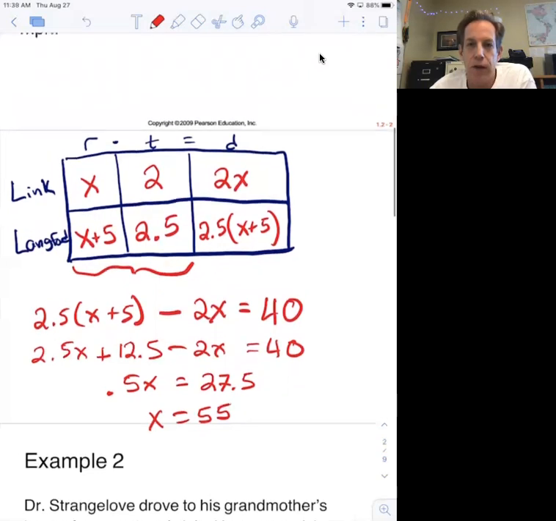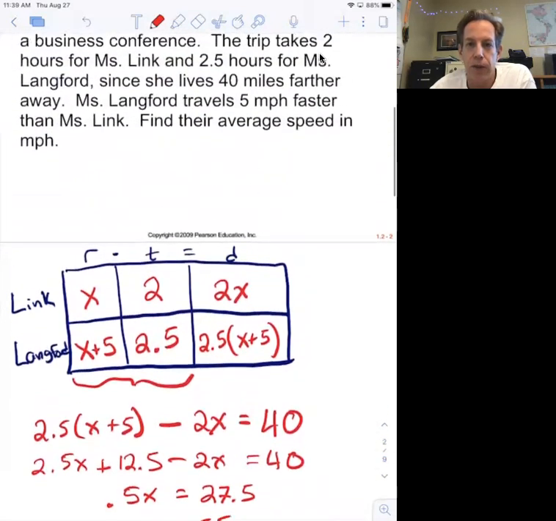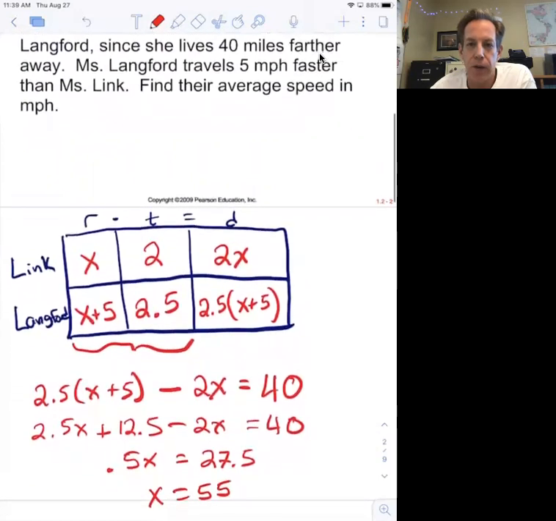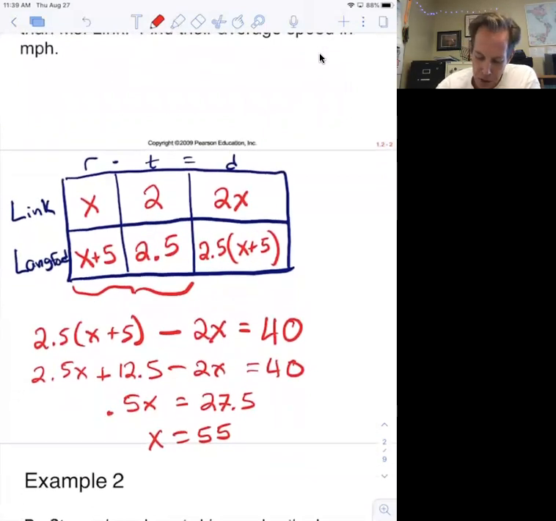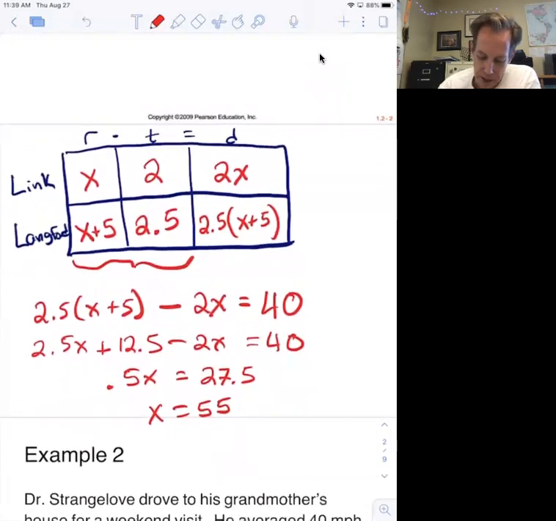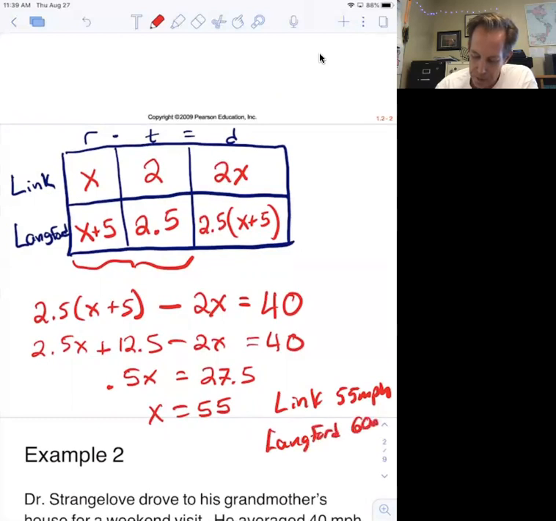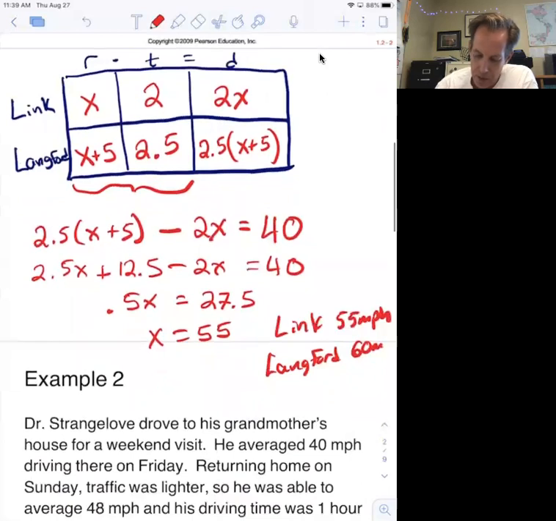After we solve the equation, you've got to go back through and make sure you answer the question. It says find their average speed in miles per hour. So our answer is how fast each person is driving. Ms. Link is x, so Ms. Link is going 55 miles per hour. And then Langford is 5 miles per hour faster, so she is going 60 miles per hour. And that's our answer. Okay.